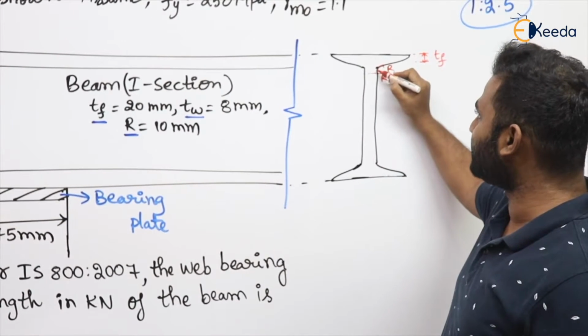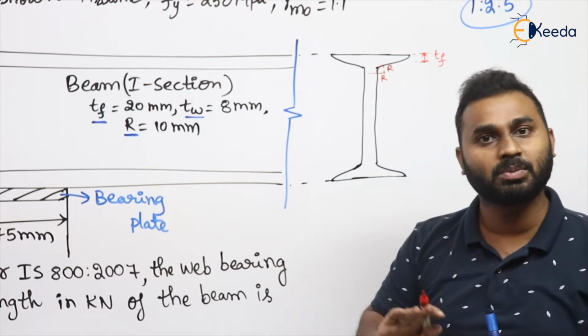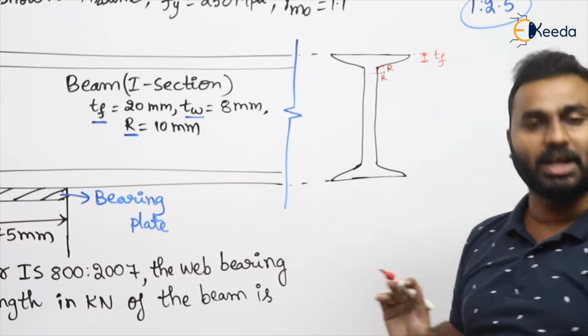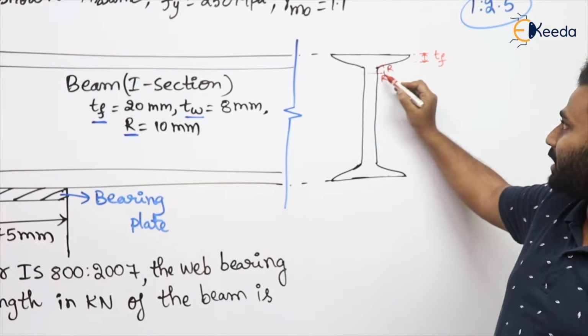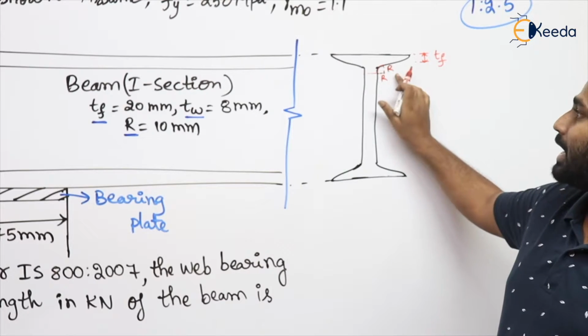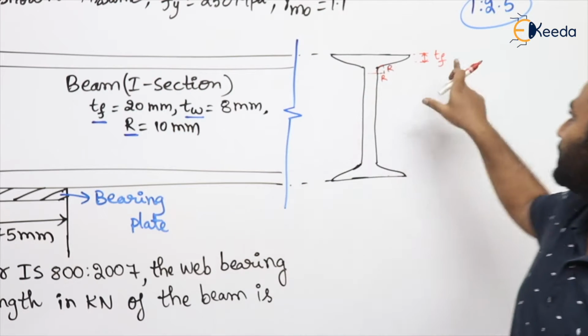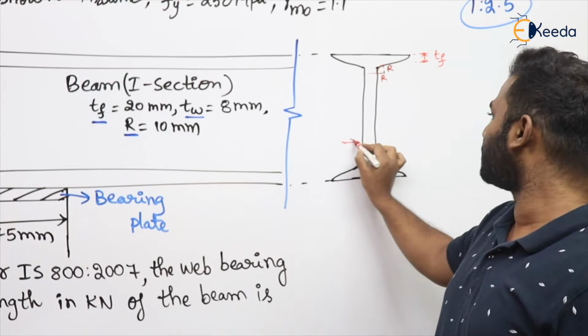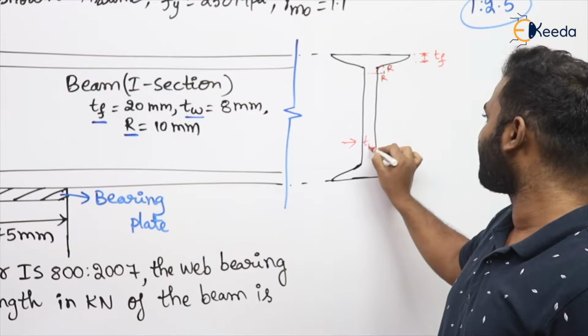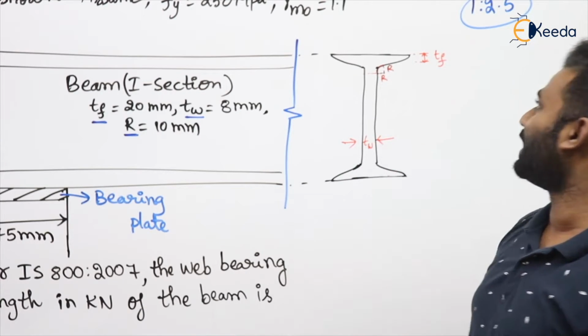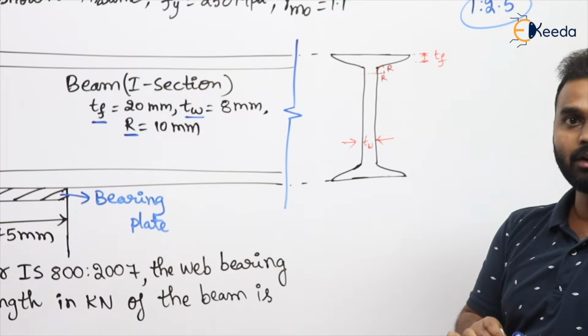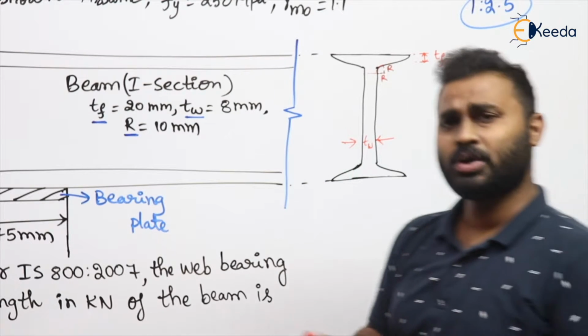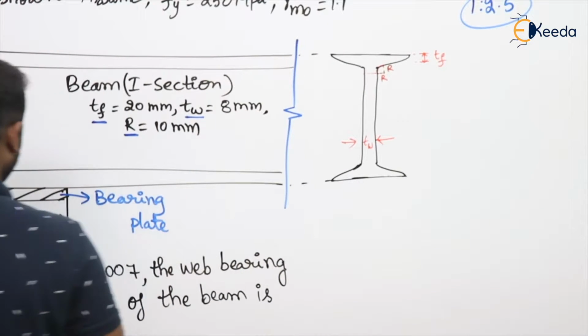As already discussed, this is known as the fillet. The junction between the flange and web is known as the fillet, and it is provided with some curvature having a radius R. This R was mentioned, and this TF is also mentioned, and here this is TW, the thickness of the web. These were the dimensions mentioned. Clear, everyone?